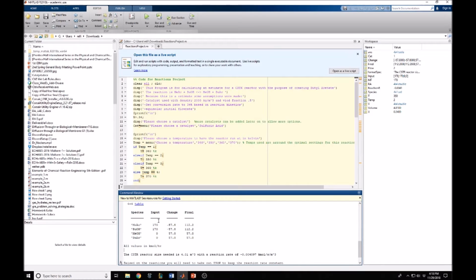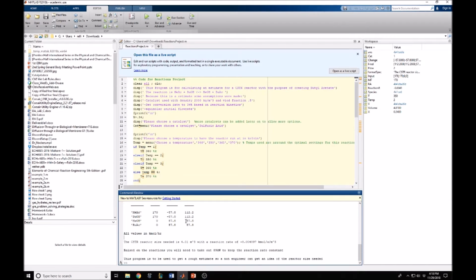So as you can see here, we have our species, our input, our change, and our final amounts. Down below, we have the volume of the CSTR needed, which for this particular example is 4.01 meters cubed, with a reaction rate of negative 0.00409 kilomoles per second per meter cubed. Now, for our particular code, we also added the amount of energy that would be needed, and for this one, it'd be 89 kilowatts. And again, this is just a general idea for how a non-engineer would do this.